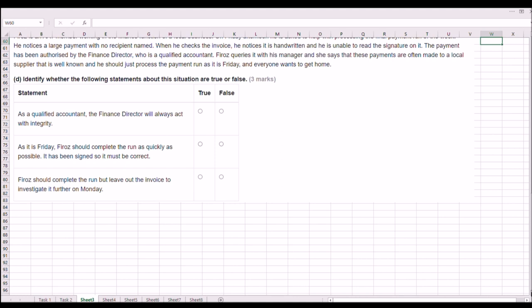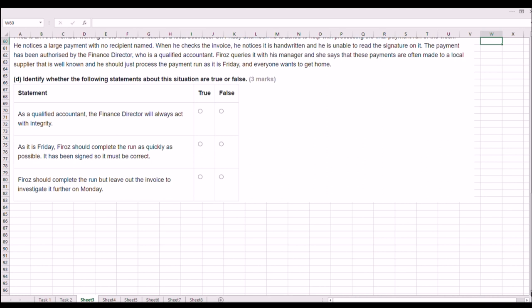It says identify two actions that Firoz could take from the following list, which would be check that all payments have been made. Well, so what? That doesn't make any difference. Contact the head of finance to discuss the issue. So that would be a good plan. There's a finance director, there'll probably be a head of finance, and there'll be Firoz's manager. So contact the head of finance and discuss the issue, and explain the situation.